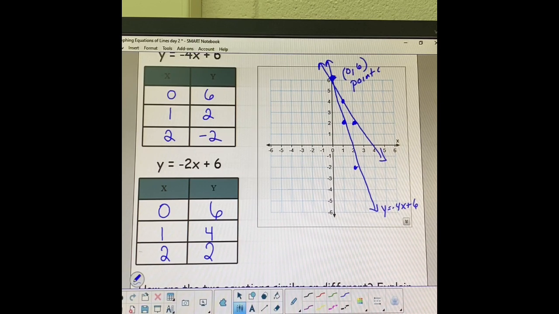After you finish this problem, please work on the next page, which is simply taking 4 linear equations and putting them in standard form. You need to make them look like y equals mx plus b. Check your answers when you're done.